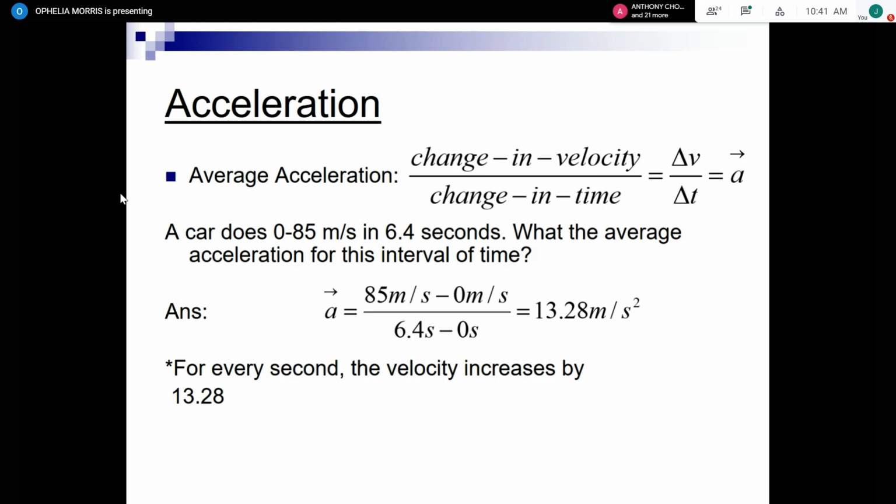Everybody's good? So now, 6.4 seconds minus 0. Remember I told you guys that if they don't give you a starting number, it's always implied that you start at 0. When I solve, 85 divided by 6.4 gives me 13.28 meters per second squared. Notice that the unit for acceleration is meters per second squared. The unit matters. If the student put 13.28 meters per second, the grader will mark it wrong because meters per second is not the unit for acceleration. Everybody understand that? It's meters per second squared.